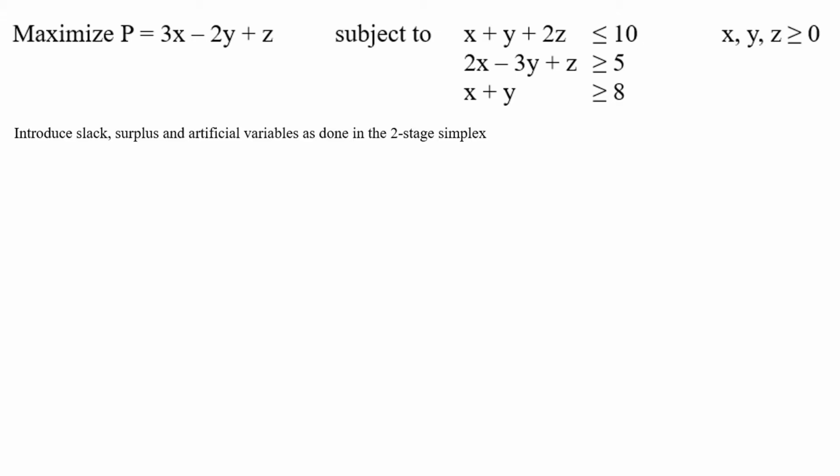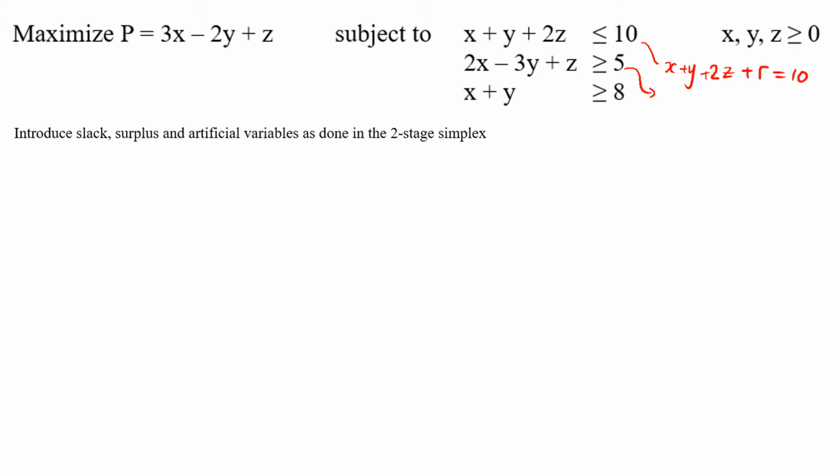We're going to maximize our objective function subject to our three inequalities. So the first step is the same as what you've been doing. It's going to introduce slack, surplus, and artificial variables just like before. So our first inequality would go to x plus y plus 2z, and 2 kind of looks like a z, plus 2z plus, let's say, r is equal to 10.